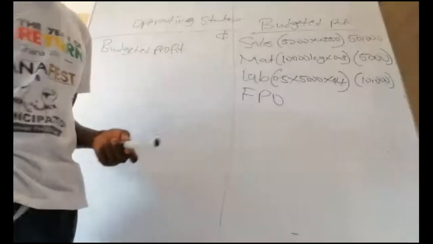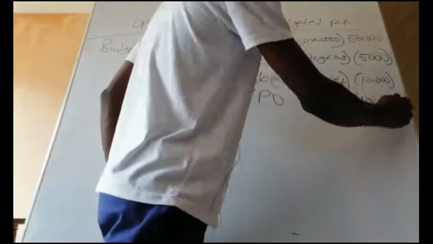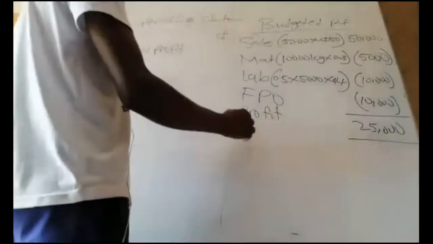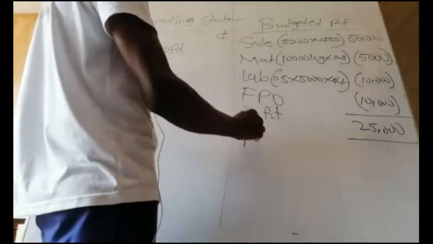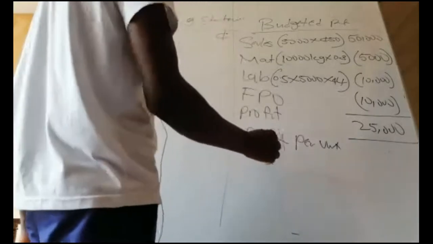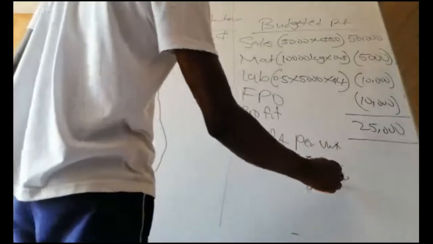And we are done with the profit. So 10,000 is less, so we have a profit of 25,000. The budgeted profit is 25,000. Now, what do you think will be the profit per unit? We divide it by 5,000. So 25,000 divided by the 5,000 units.